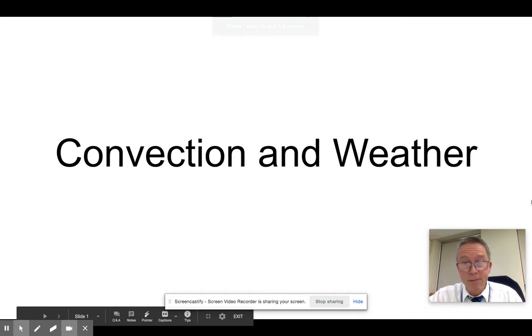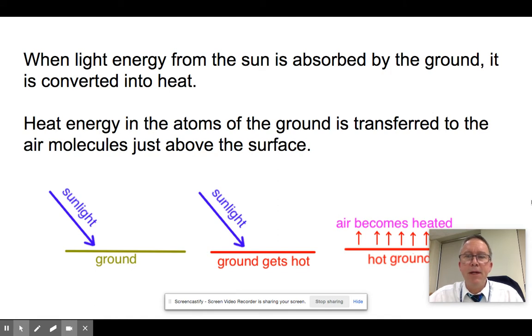Convection and weather, two pretty important concepts in this course. So, what happens is this: light from the sun is a form of energy, and energy can never be created or destroyed. This is called the first law of thermodynamics.